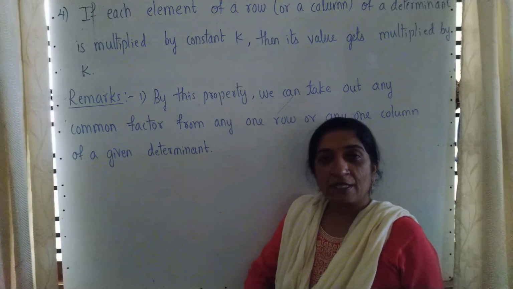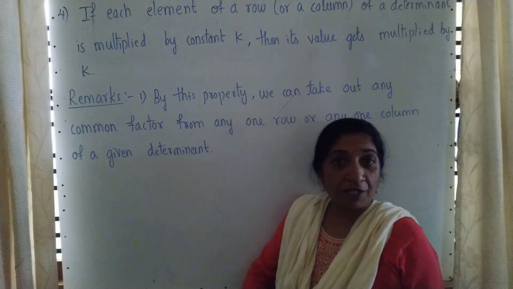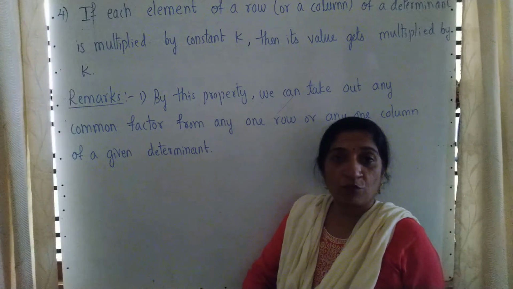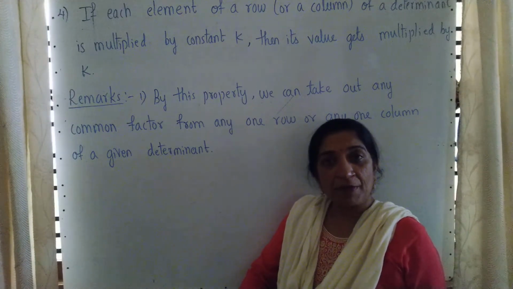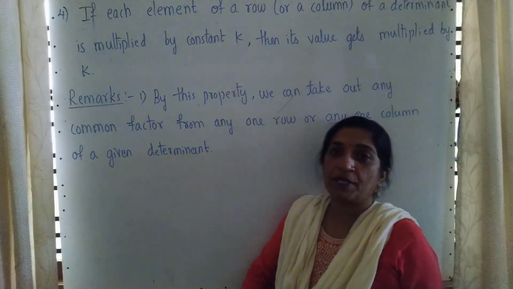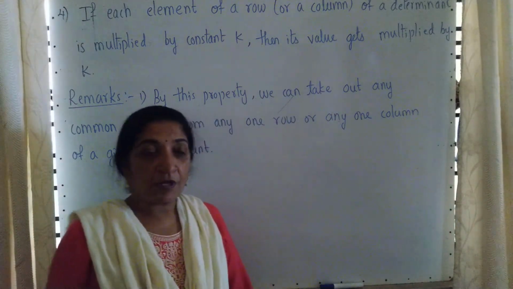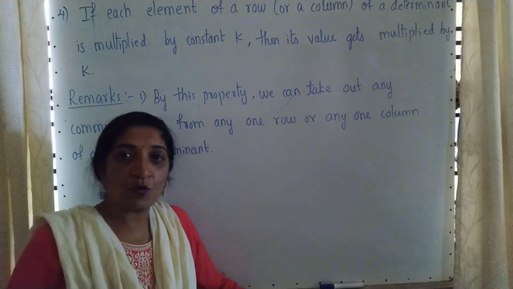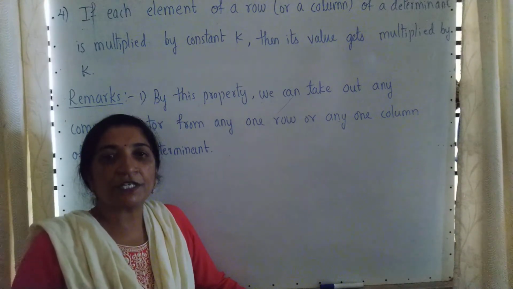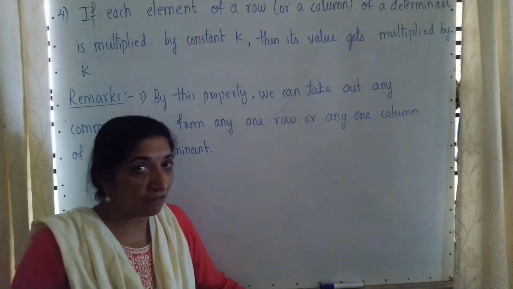So in the last class we started with the properties of determinant and already I explained four properties. Once again I am repeating the statement of the property. The first property is, in a determinant if you interchange all the rows into columns, then the value of the determinant will not change. That is the first property.